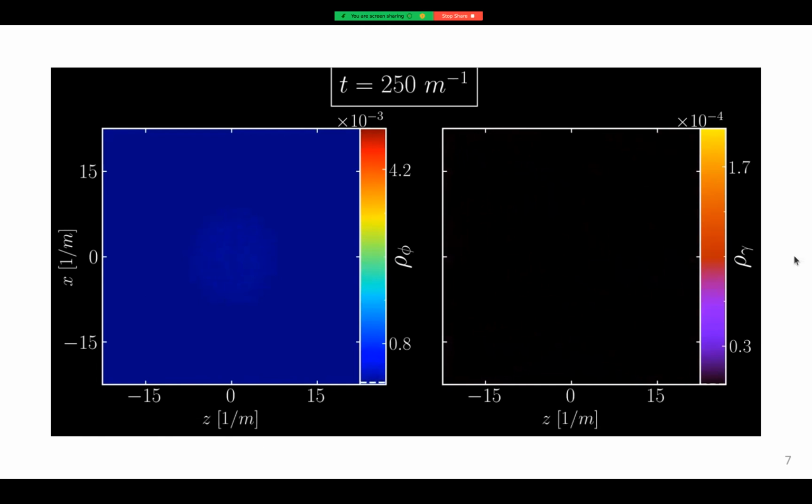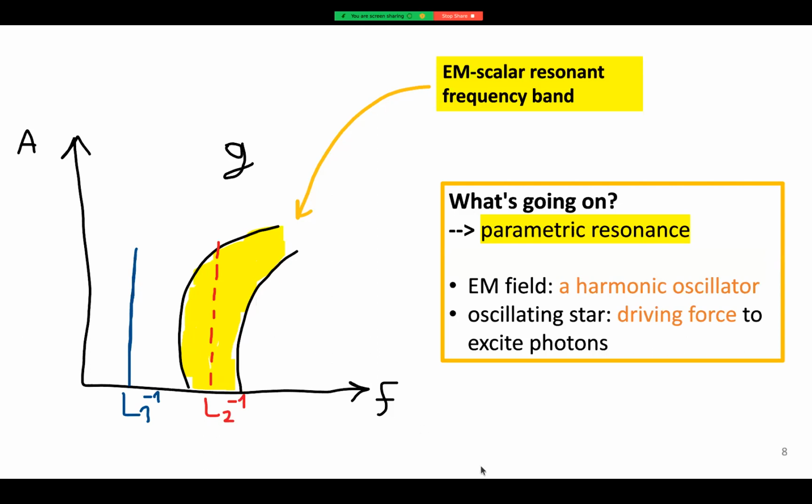Now, what's happening is, as I told you before, parametric resonance. In this case, you can think of the electromagnetic field as some kind of harmonic oscillator. And the oscillation of my star is basically the driving force that will excite photons out of this harmonic oscillator. But there's something a bit deeper going on as well. It's well known that a homogeneous axion scalar field, so forget for a while about the star, would have a resonant frequency band with electromagnetism that is set by the coupling between them, g_aγγ, essentially. That's what I plotted in yellow on this slide.